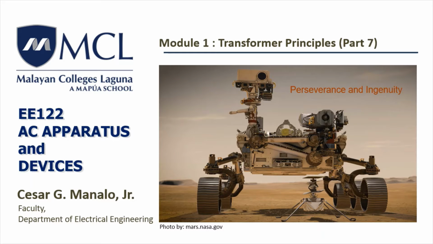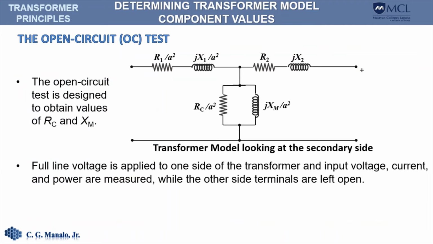In this video and the next, we'll explore the different tests that are conducted to determine the transformer equivalent circuit parameters. These are the open circuit test and the short circuit test. The open circuit test is designed to obtain the shunt parameters R sub C and X sub M.